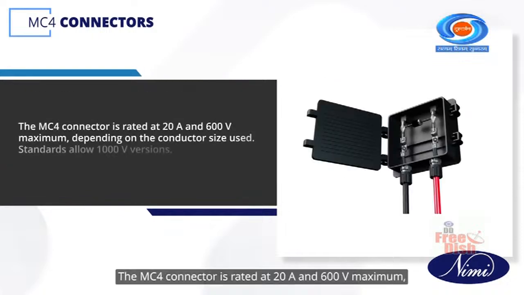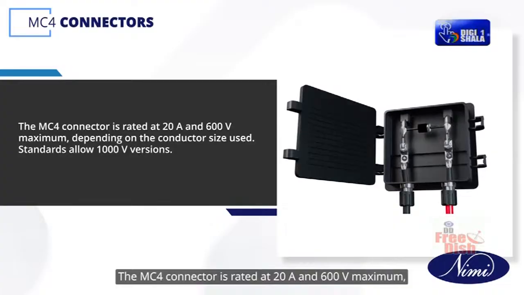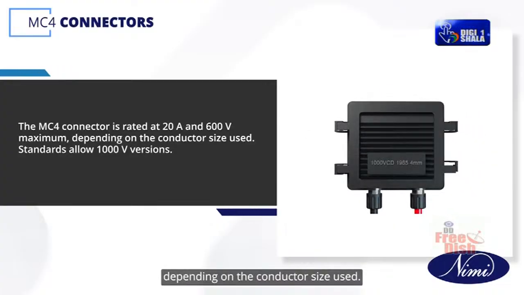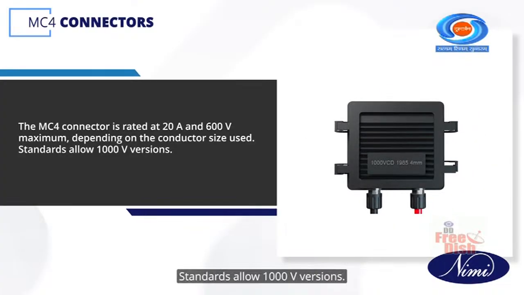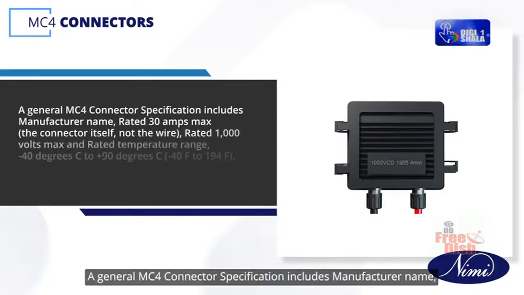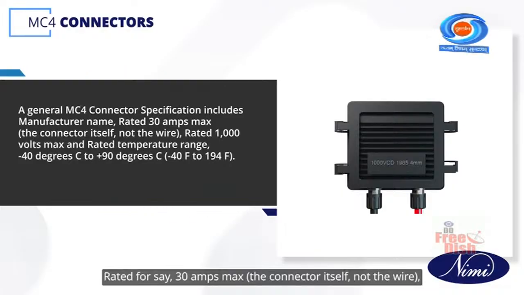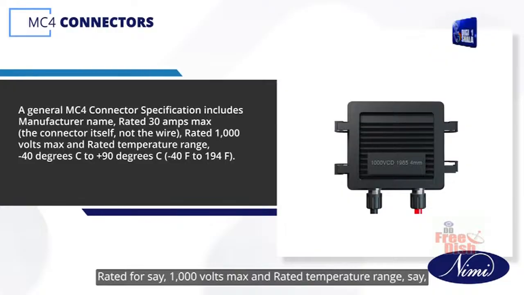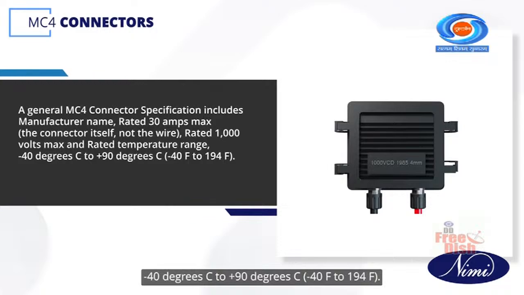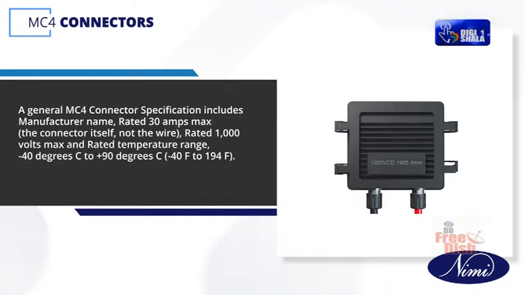The MC4 connector is rated at 20 amperes and 600 volts maximum, depending on the conductor size used. Standards allow 1000 volt versions. A general MC4 connector specification includes the manufacturer name, rated for say 30 amps max, the connector itself, not the wire, rated for say 1000 volts max, and a rated temperature range of say minus 40 degrees Celsius to plus 90 degrees Celsius, minus 40 Fahrenheit to 194 Fahrenheit.